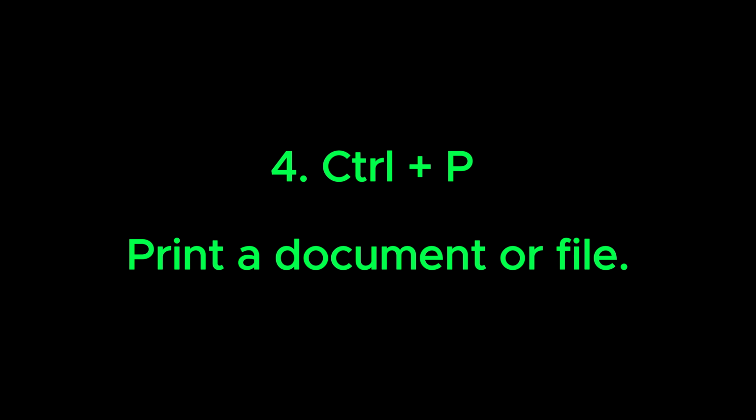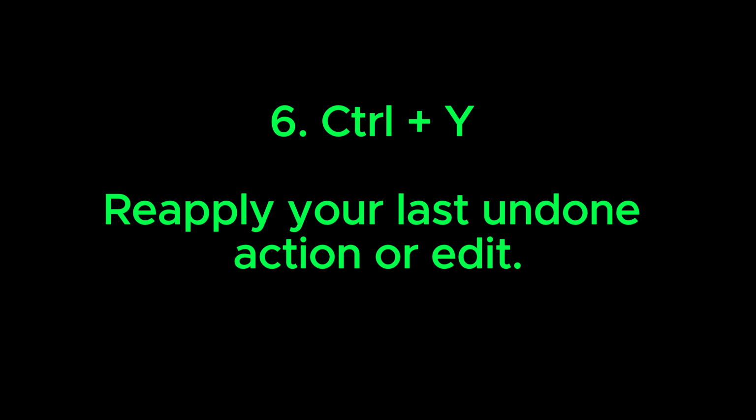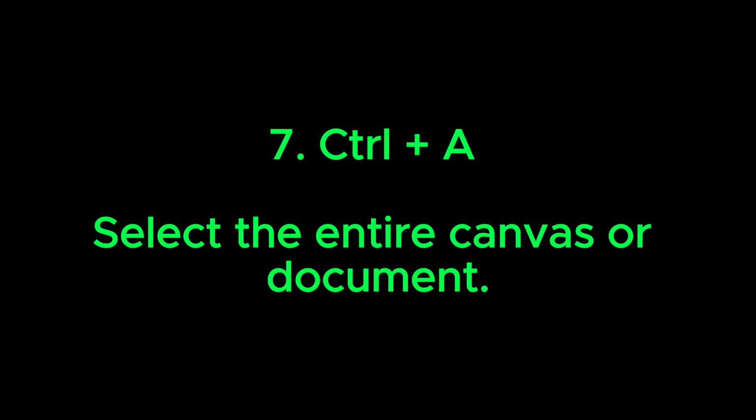4. Ctrl+P. Print a document or file. 5. Ctrl+Z. Reverse your last action or edit. 6. Ctrl+Y. Reapply your last undone action or edit. 7. Ctrl+A. Select the entire canvas or document.